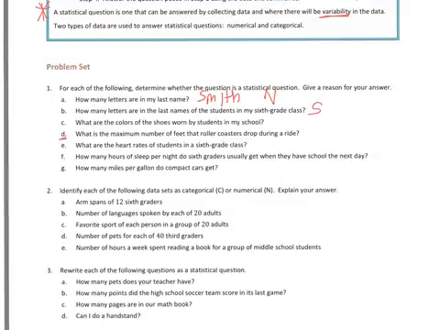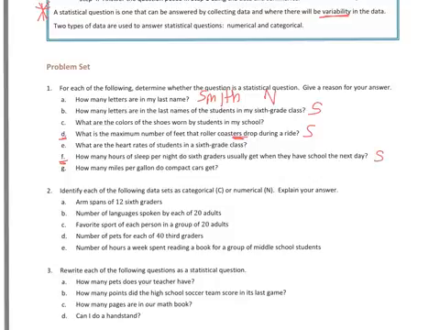D says, what is the maximum number of feet that roller coasters, and that's the key word, drop during a ride? That's statistical because different roller coasters will drop or have a maximum number of feet that they drop. So not all roller coasters drop at the same maximum feet. F says, how many hours of sleep per night do 6th graders usually get when they have school the next day? This is varying. It could be 1 hour of sleep, which I hope it's not. It could be 8, it could be 10. So we're going to have different varying numbers, so that'll make it statistical.